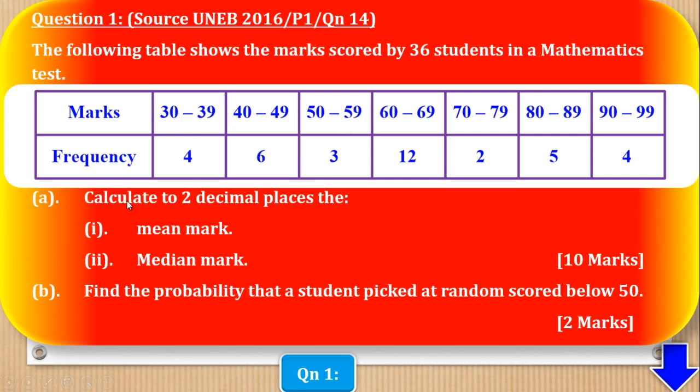So part A, they said calculate to 2 decimal places. Know that word, 2 decimal places. Roman 1, the mean mark, and Roman 2, the median mark. Then part B, they said find the probability that a student picked at random scored below 40.